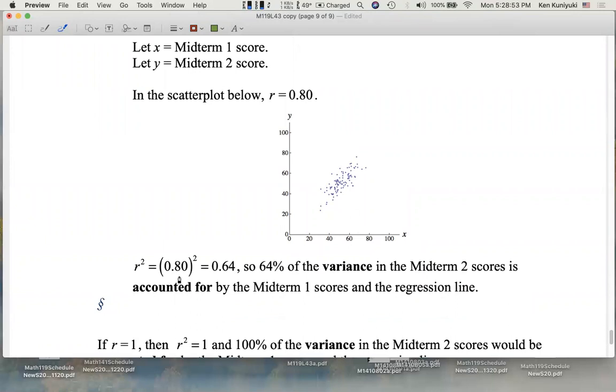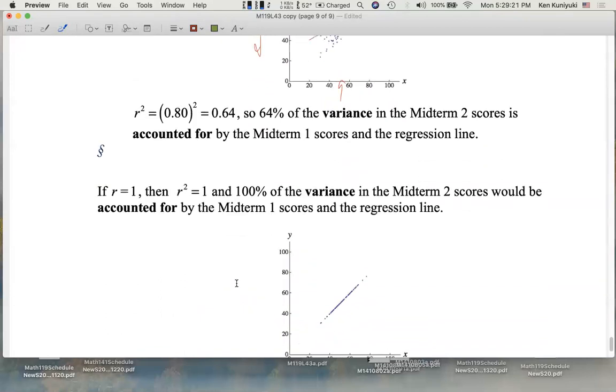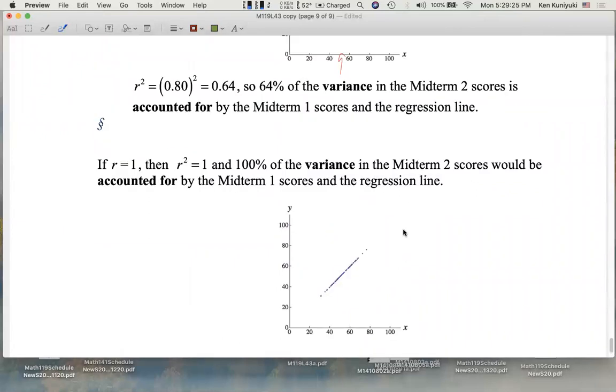R squared, or 0.8 squared, is 0.64, or 64%. So that means that 64% of the variance in the midterm 2 scores is accounted for by the midterm 1 score and the regression line. By the way, the regression line is a bit flatter than you might think visually because of regression to the mean. All right, if r is 1, then r squared is 1, and everything's on a straight line. That's statistics, folks.